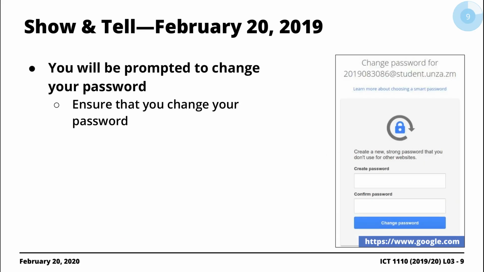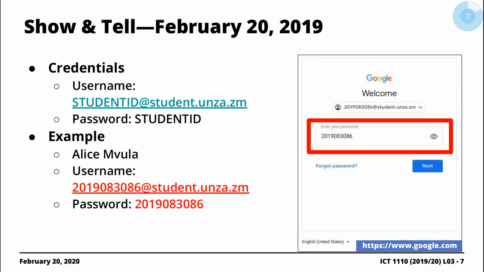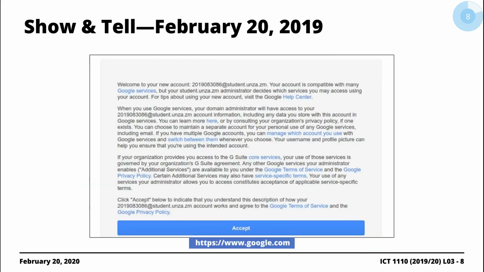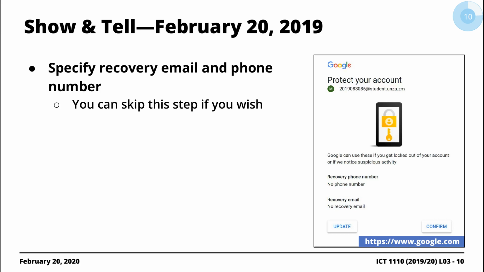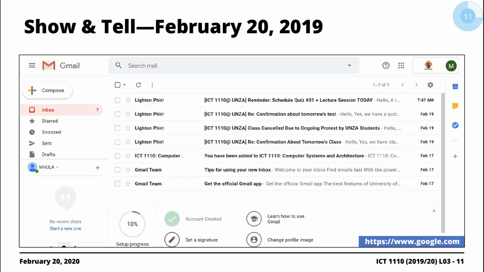Once you change the password, and by the way, Miss Alice Vula, I changed it because I was prompted to, so it's now the same as the ID. When you want to log in to access your account, Alice, this is your username and this is your password, but you want to change this because everybody in here knows this now. And then the usual stuff, you'll be asked to specify recovery details, like a phone number or an alternative email address that you want to associate with this account. If you want, you can skip this by just clicking confirm. I suggest you click update and then change these details.